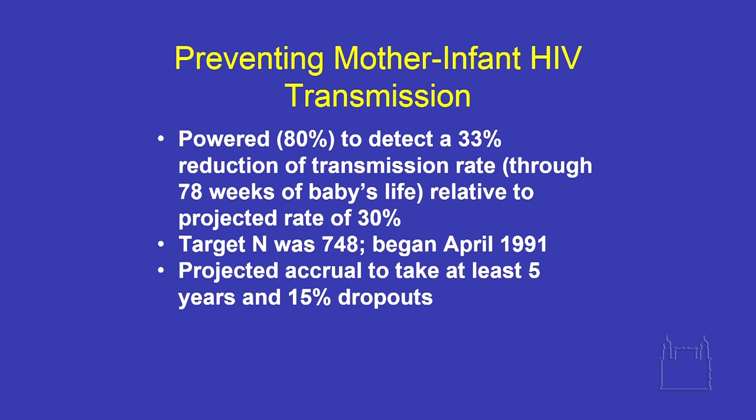And I should also add here, survival is a little bit of a misnomer because it's really time to event. It's just that many times we use that event as death, but it really can be any event. And in this case, the event was transmission, so it was actually having three seropositive test results in the infant. Although that depends on kind of when you were looking at HIV research, how you would define that. So it was powered at 80% to detect a 33% transmission reduction through 78 weeks of baby's life. So that was relative to this projected rate of 30%.